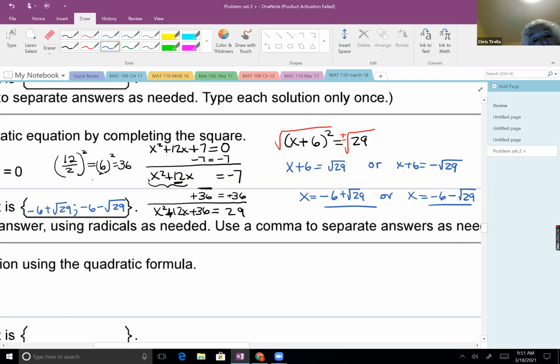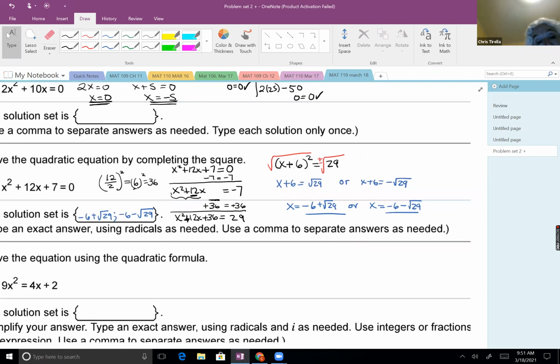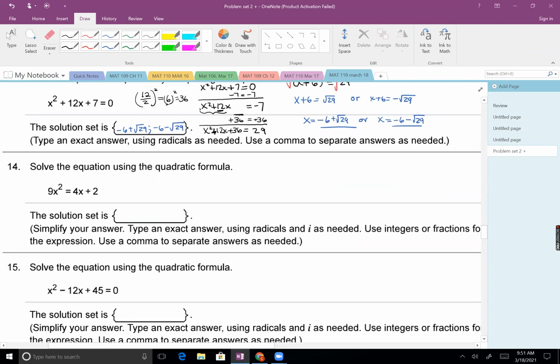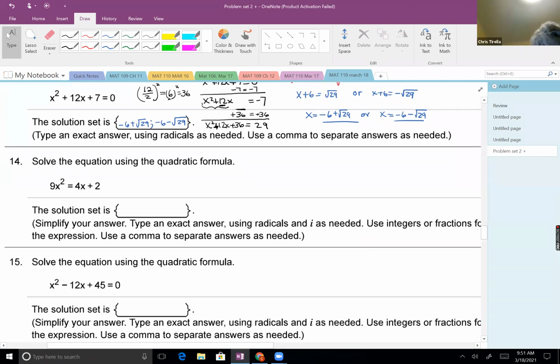Is everybody comfortable with this decision to add 36 to both sides? And then finish the equation using the square root property. Not hearing any questions, is it okay if we go on to the next one? Yes. Okay. Next one asks us to solve using the quadratic formula. I'll help you get started with this one.